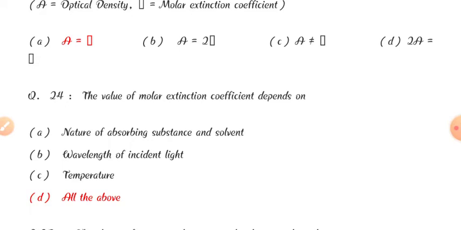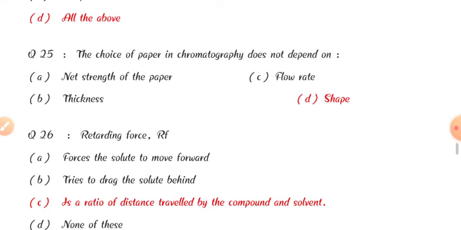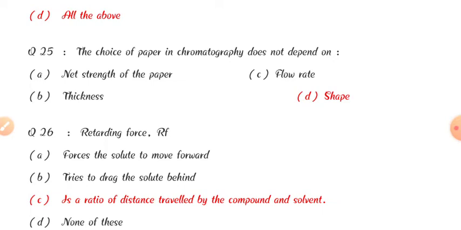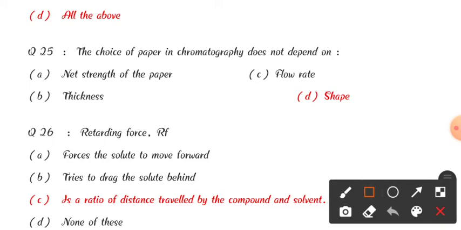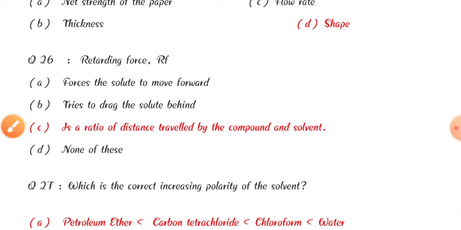Okay, so for the previous question, option D is the correct answer. Now question number 25: the choice of paper in chromatography does not depend on the shape. It depends on the net strength of the paper, flow rate and thickness, but does not depend on the shape.